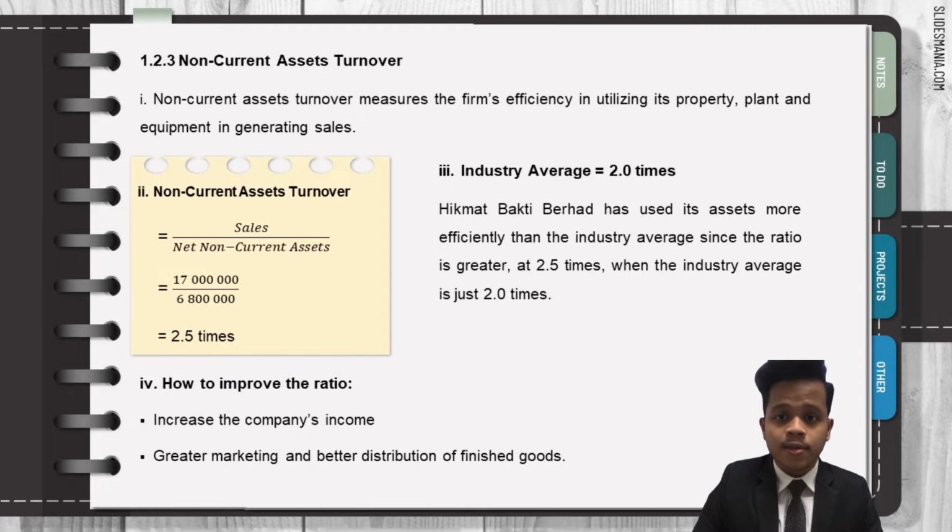Then, non-current assets turnover measures the firm's efficiency in utilizing its property, plant and equipment in generating sales. The formula is sales divided by net non-current assets. So, 70 million divided by 6,800,000 and the answer is 2.5 times. So, Bati Berhad has used its assets more efficiently than the industry average since the ratio is greater at 2.5 times. In order to improve non-current asset turnover, income must be increased.